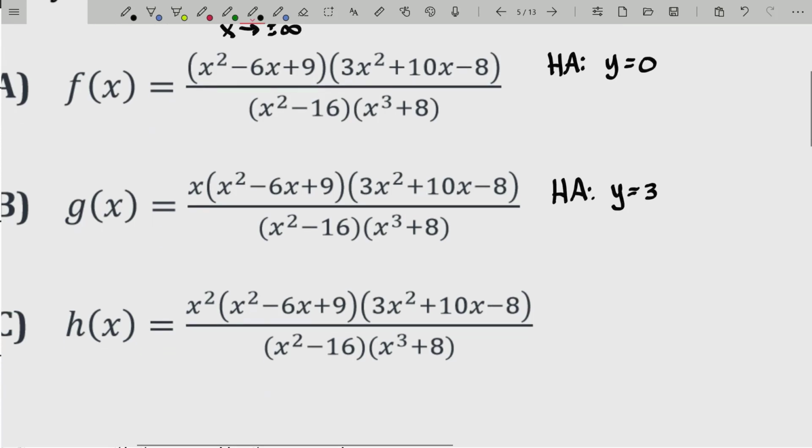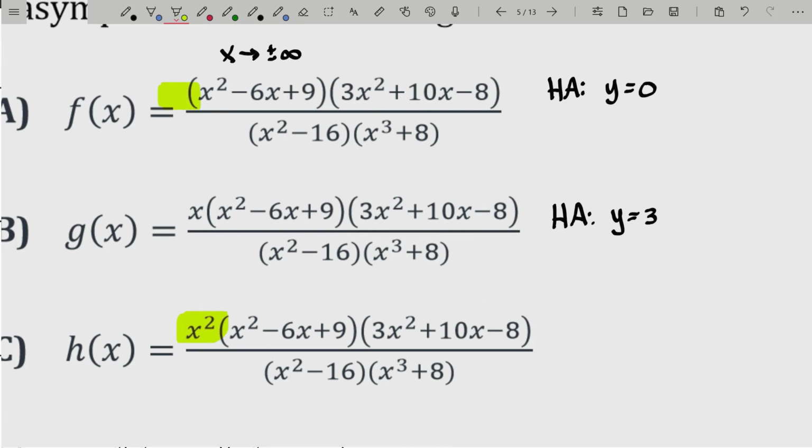Now the very last function, h of x, the only difference between that and the previous functions is this extra little power on x. f had x to the 0th, g had x to the 1st, and h had x to the 2nd. So let's take a look at what happens in that case.